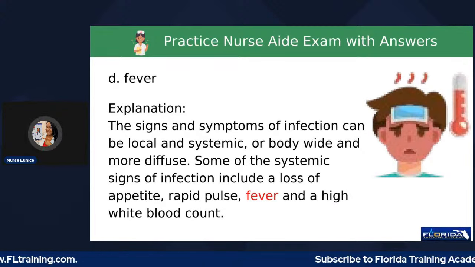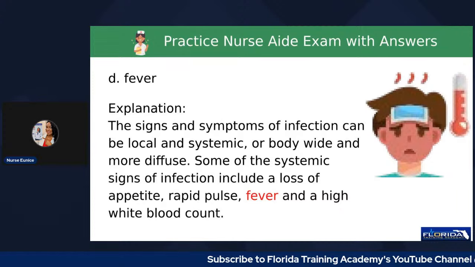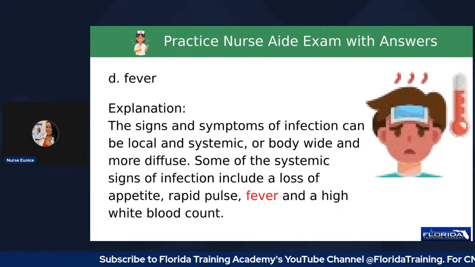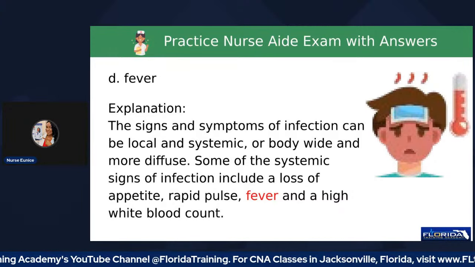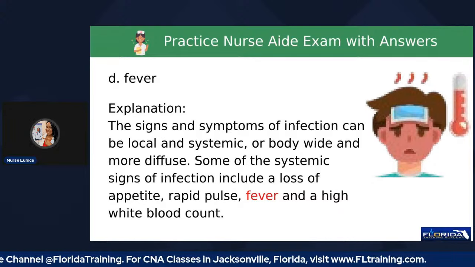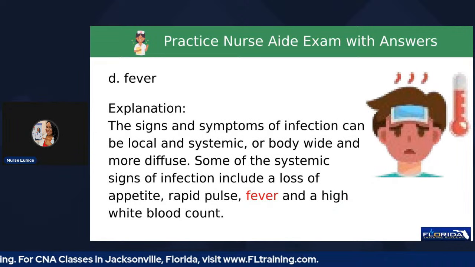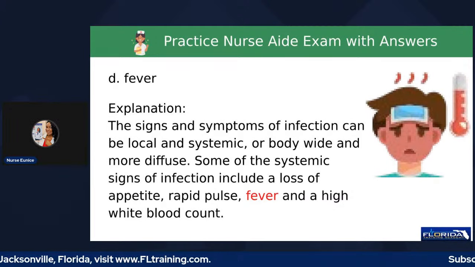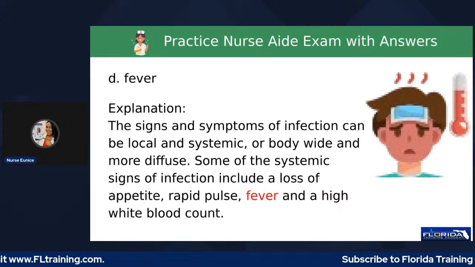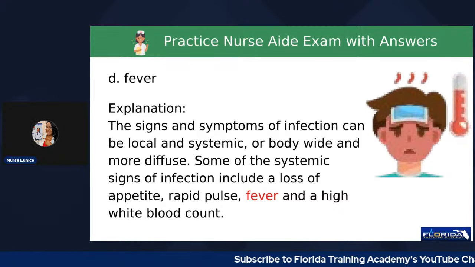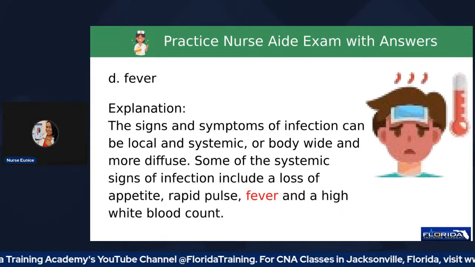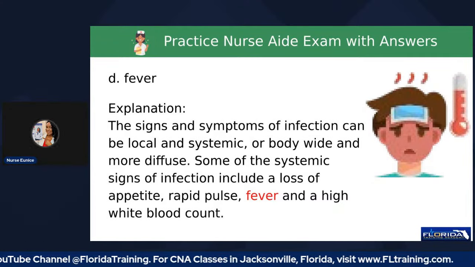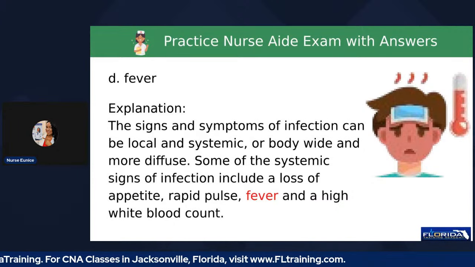It was D, correct. So signs and symptoms of infection can be local and systemic, or body-wide and more diffuse. Some of the systemic signs of infection include a loss of appetite, rapid pulse, fever, and a high white blood count. So what you notice as a CNA is this person who is probably having chills. When you take their temperature, they're febrile, that should alert you to go get that nurse right away so that we can call the doctor, order some labs, and that's when we'll find out that they have a high white blood count and we'll order blood cultures, etc. So great job.